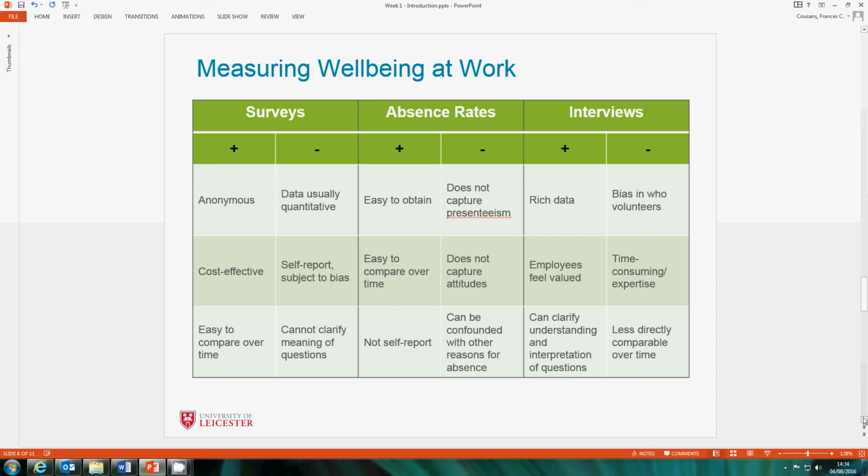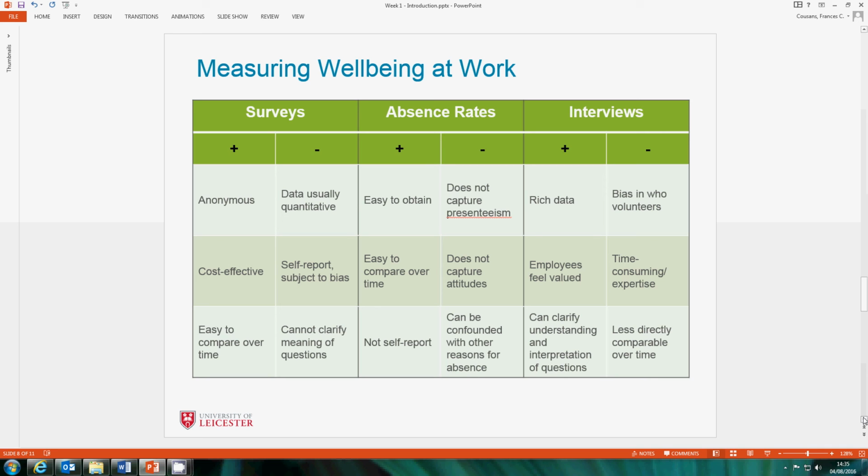Looking at the negatives, however, absence rates are quite a crude measure of well-being, as they cannot capture presenteeism, which is when someone is at work but not performing to their usual standard, or people who are working hard but are very low on well-being.